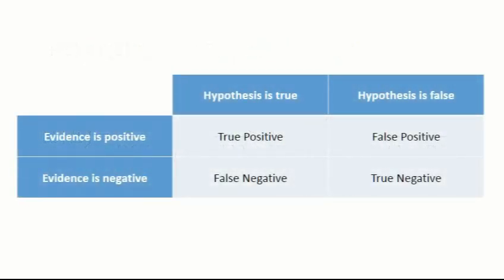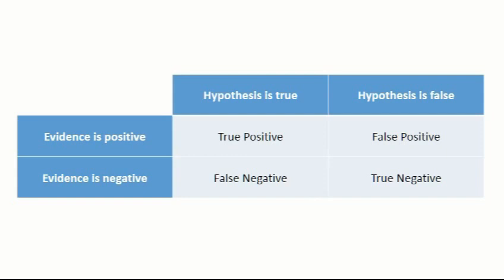Let's take an example. Let's say that we are evaluating the probability of fire, and we do it on the basis that we can see evidence of smoke. So in this 2 by 2 matrix, the hypothesis can either be true, there is fire, or false, there is no fire, and the evidence can either be positive, there is smoke, or negative, there is no smoke.